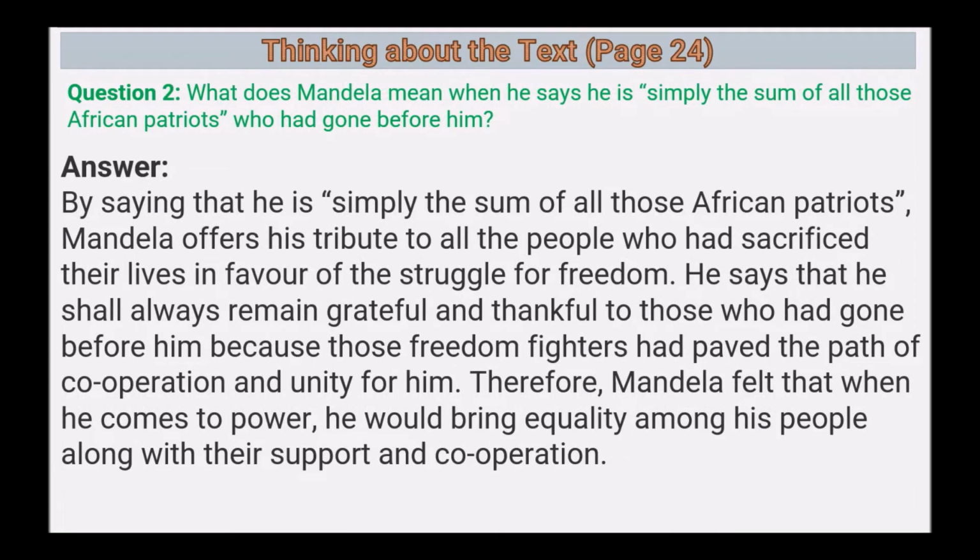Next, what does Mandela mean when he says he is simply the sum of all those African patriots who had gone before him? By saying that he is simply the sum of all those African patriots, Mandela offered his tribute to all people who had sacrificed their lives in favor of the struggle for freedom. He says that he shall always remain grateful and thankful to those who had gone before him, because those freedom fighters had paved the path of cooperation and unity for him. Therefore, Mandela felt that when he comes to power, he will bring equality among his people, along with their support and cooperation.